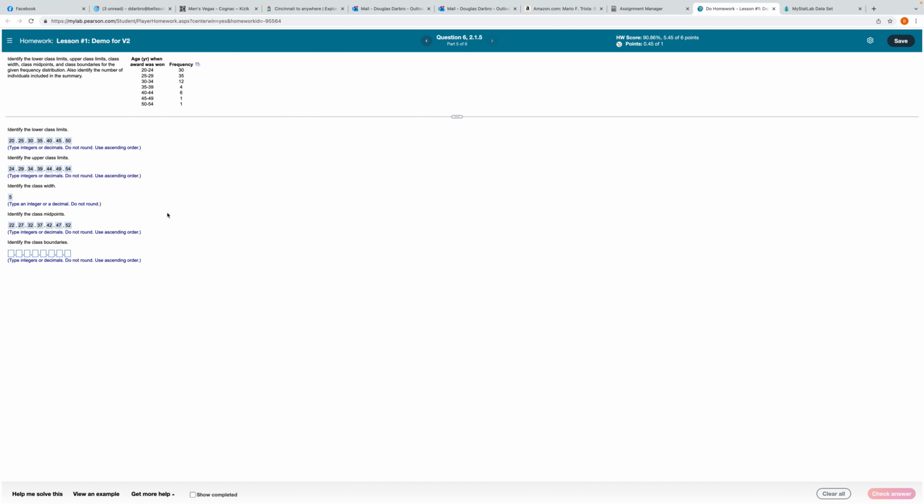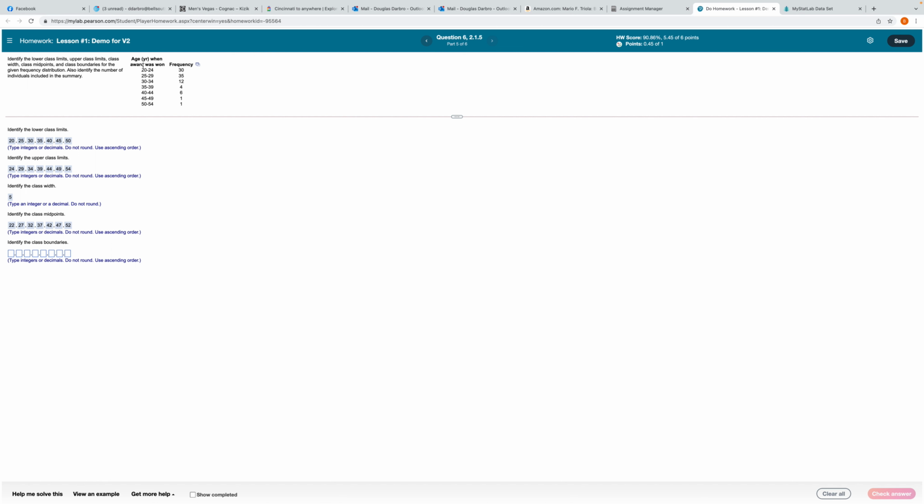Identify the class boundaries. This is an interesting question. Let's talk about the 35 to 39. What values would be in there? Well, anything from 34.5, the upper bound of the previous bin and the lower bound of the next bin. Where is the decision point there? Well, it's midway. It's between 34 and 35, which would be 34.5.